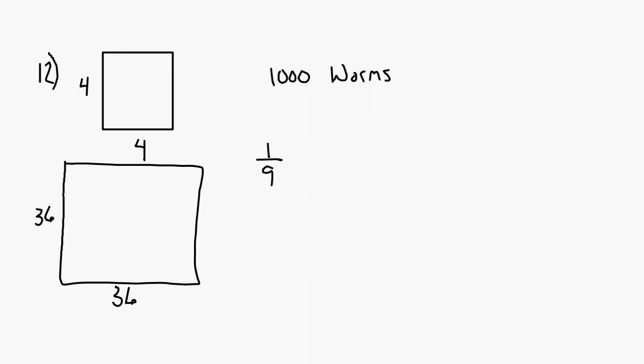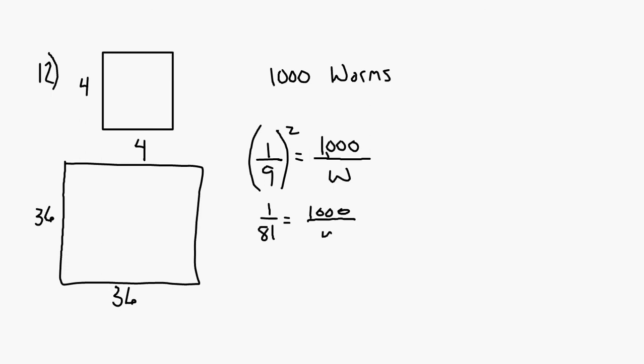All right? So if you take your scale factor and you square it, that's equal to your ratio of worms. So 1,000 over how many worms will fit in the big one. If it's 9 times bigger, 9 squared is 81. So how many worms can you fit in the bigger one? 81,000 worms. So if you take your 1/9 and square it, you get 1 over 81 equals 1,000 over W. Crisscross multiply, well, your W equals 81,000.